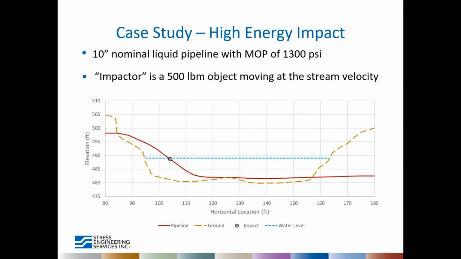So in this case, we assumed that a log floating downstream that weighed about 500 pounds was our impactor. It's going to bump into the pipe, and we picked that spot shown as the impact location as to where to test it. So the log has a kinetic energy based on its mass and velocity, and we use that to determine the damage that it causes to the pipe.